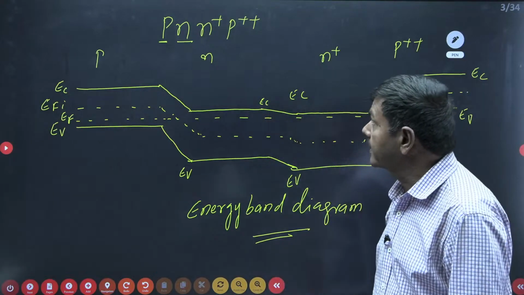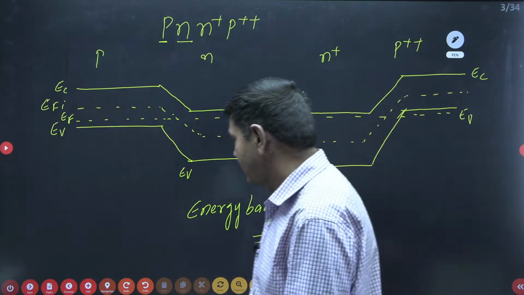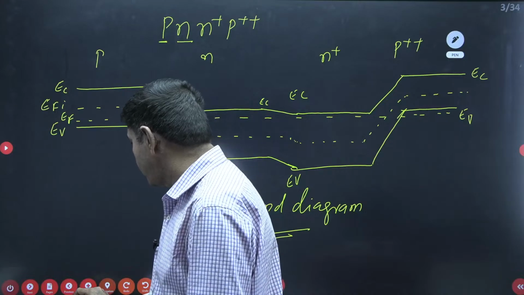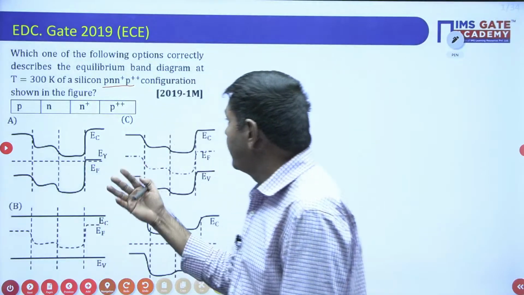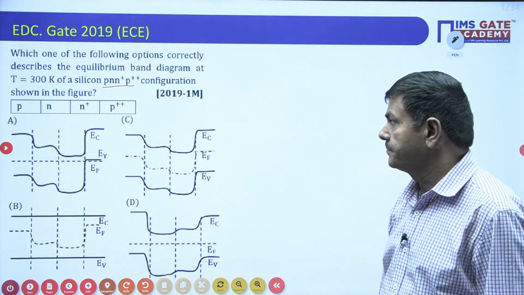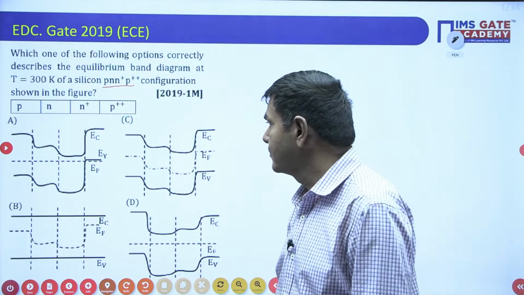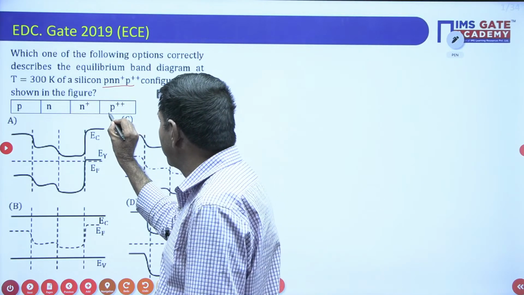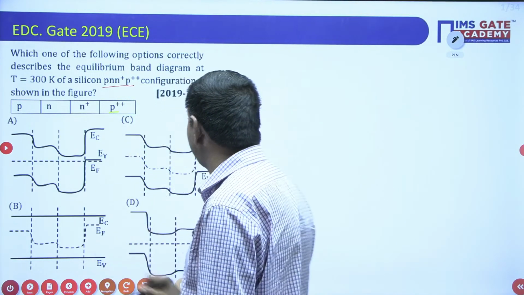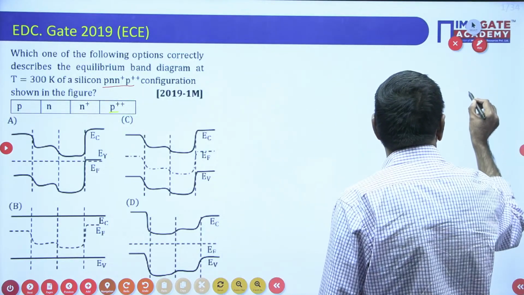Which option is correct from the given options? We can check. These are all the 4 options given here now. Which option is right? Anybody? I said already, because of this P double plus, what I said?